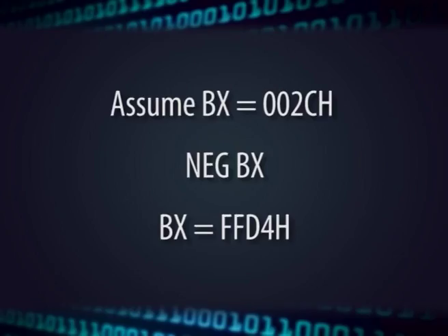Take an example. Assume the value of BX is 002C hex. Then after the execution of the NEG BX instruction, the result FFD4 hex will be stored in the register BX.